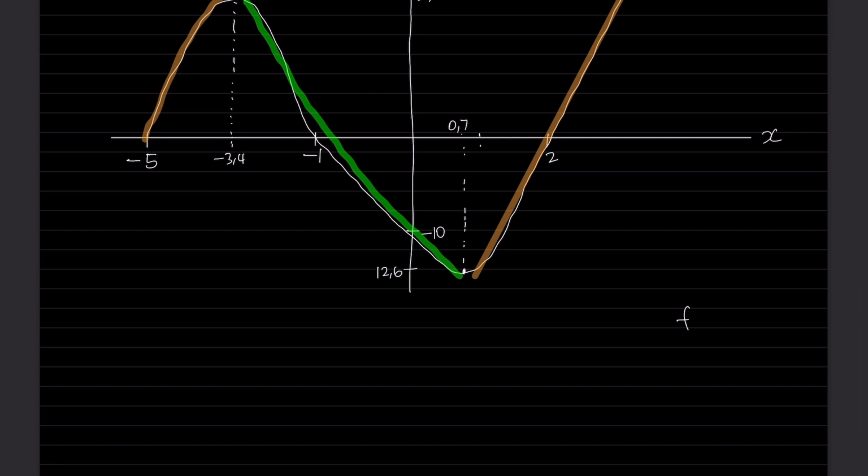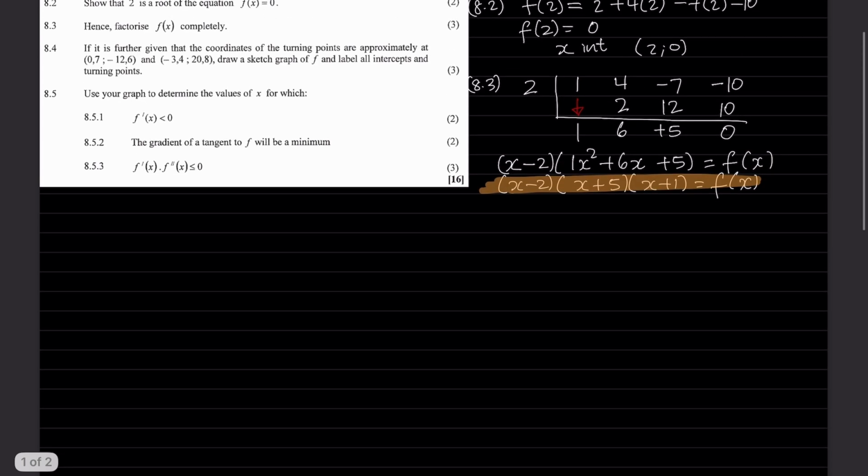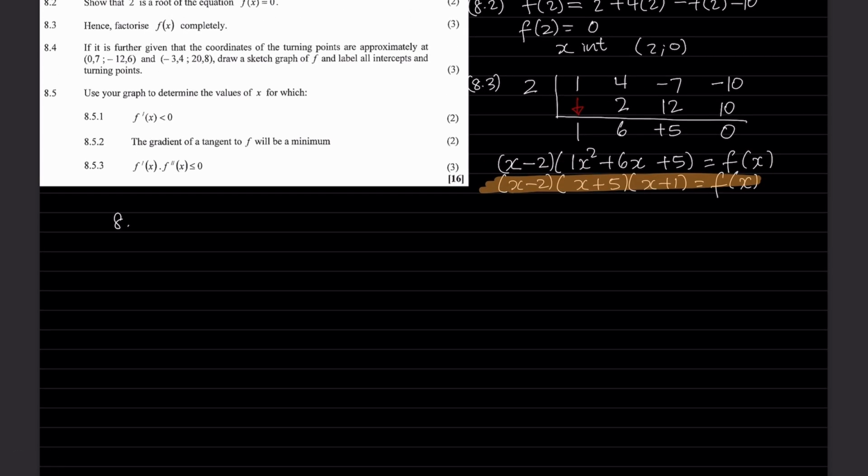So we want to know where it's going to be negative. It's going to be negative in this green region. So in that green region, the answer then would be, 8.5.1, it's going to be negative between the turning points. The turning points were minus 3.4 and 0.7.